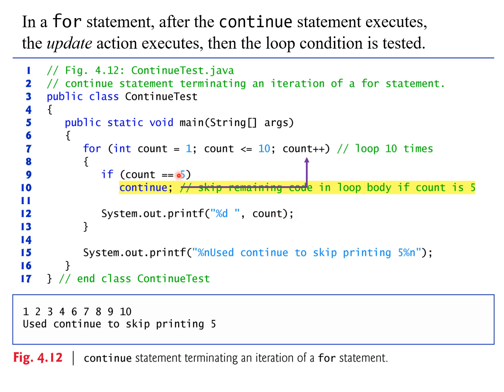But when count is 5, it continues. So it skips printing out the value 5 of the variable count and moves on to the update action, which increases count by 1. In the subsequent iterations of the loop, the variable count never receives the value 5 again, so the continue statement doesn't execute again, and the loop prints out the value of count until the loop continuation condition is false, that is when count is 11. So after the loop, variable count has value 11, and the loop displays all values of count from 1 to 10 except for value 5.